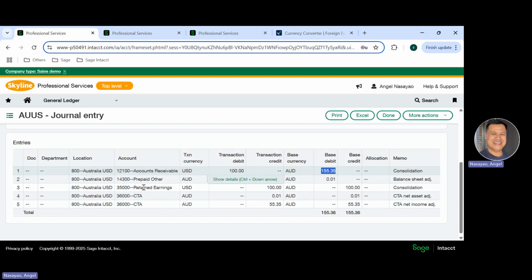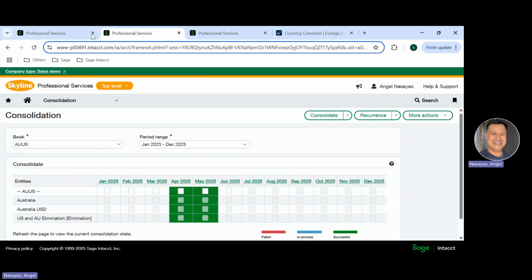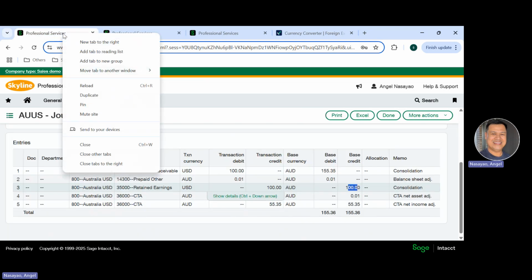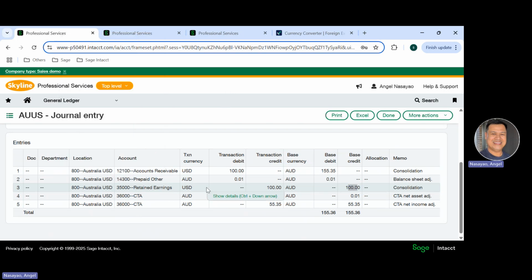But you will notice in here that the retained earnings, even if it's USD, why do we still see it as 100? It's because, remember, when we defined a consolidation book, we know that the retained earnings from here will be based on a custom exchange rate, which is 1:1. So in this case, 100 USD times 1 is essentially 1 in there.